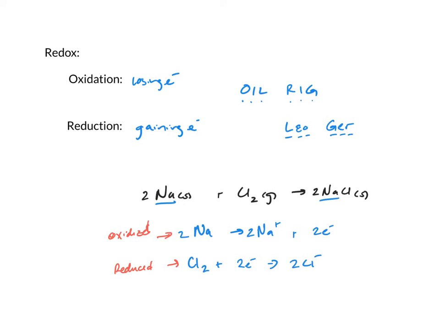So a couple of things to keep in mind about redox reactions and oxidation and reduction in general. Number one, they have to happen together. Something can't be oxidized without something else also being reduced, because electrons can't just disappear or appear from nowhere.